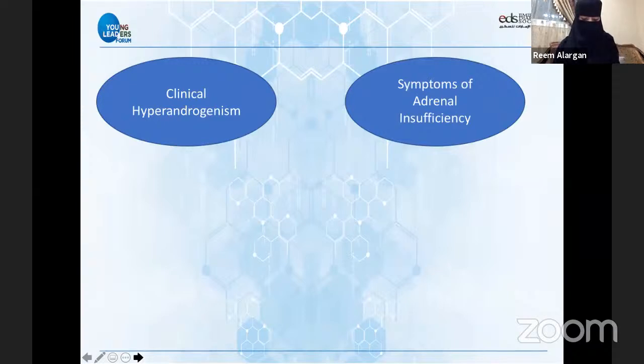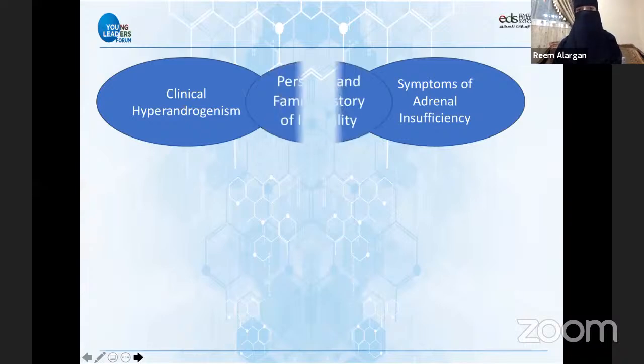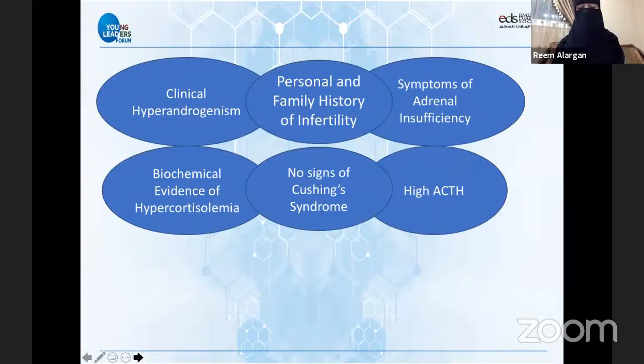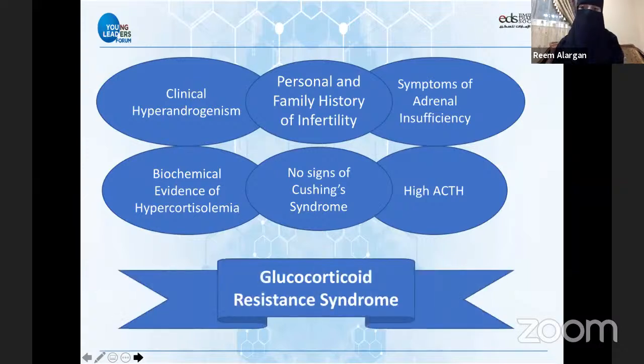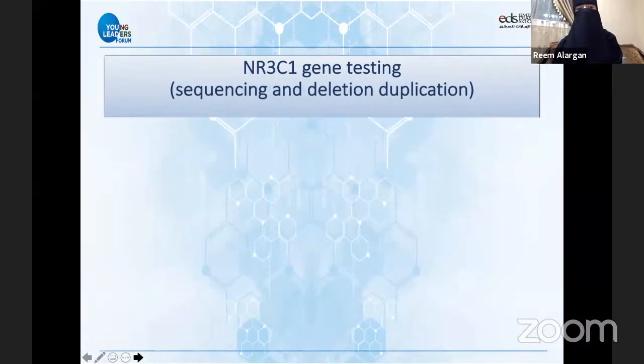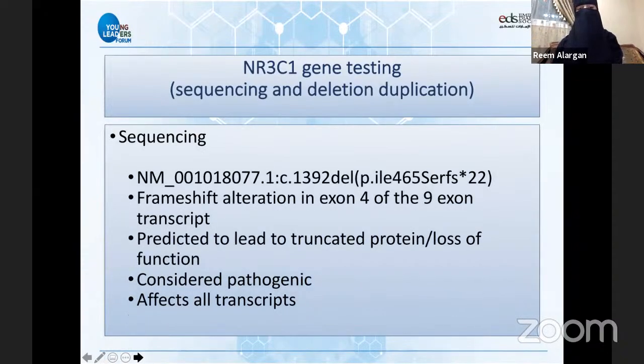So what we have now is clinical evidence of hyperandrogenism in a patient who has symptoms suggestive of adrenal insufficiency, on a background of personal and family history of infertility. Clinically, there are no signs of Cushing syndrome, and the patient has biochemical evidence of hypercortisolemia with high ACTH. So the possibility here was glucocorticoid resistance syndrome. That's why we did the genetic testing, and it came back positive for a mutation in the NR3C1 gene, which is the gene that encodes the glucocorticoid receptor.